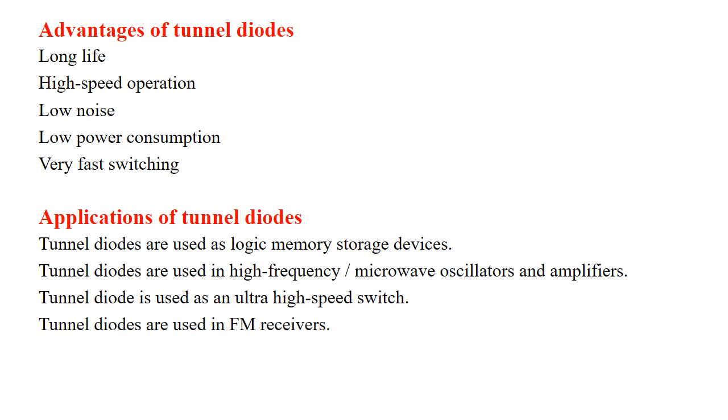They are used in logic memory storage devices. They are used as high frequency microwave oscillators or amplifiers. They are used as an ultra high speed switch, and they are also used in FM receivers. So these are the advantages and the applications of tunnel diodes. With this, we have completed the working of a tunnel diode, which we have explained with the help of the energy band structure.